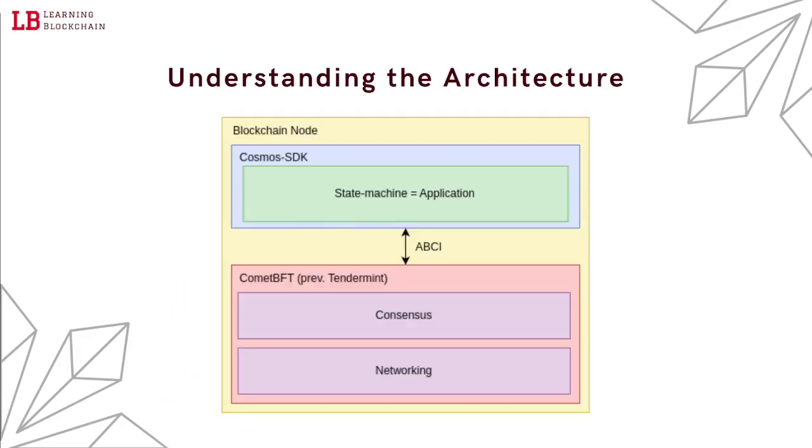Regarding the architecture of a Cosmos SDK chain, there are two main blocks. One is the Cosmos SDK application, where we have our state machine and our business logic. And then we have the Comet BFT, previously called Tendermint, that is in charge of the consensus and networking layers. Let's look a little bit deeper at each of these blocks.